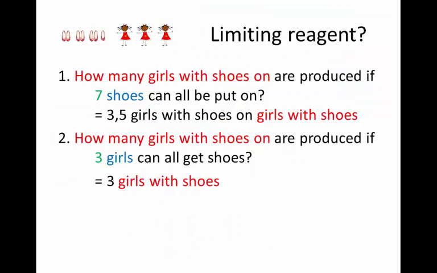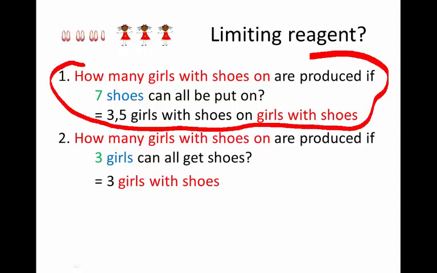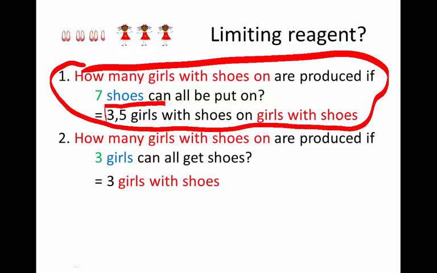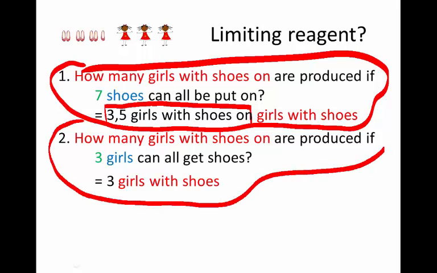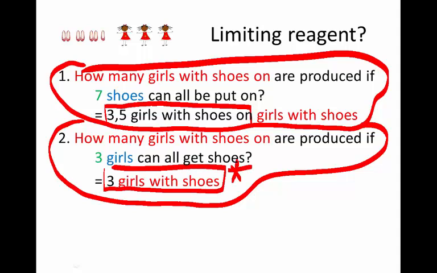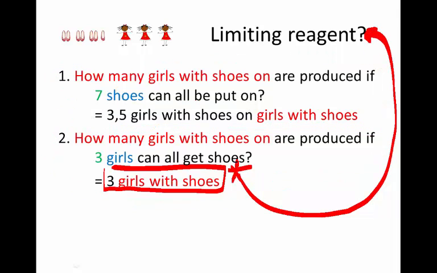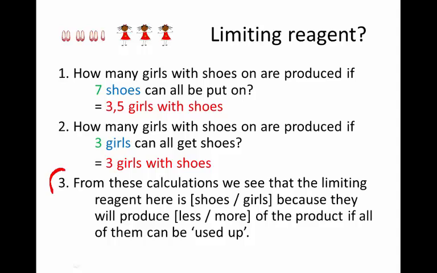So we saw that if all 7 shoes can be put on, then we'll end up with 3.5 girls with shoes on. But if all 3 girls can get shoes, then we end up with 3 girls with shoes. And clearly this is the smaller one, and so it is the limiting reagent. So we can find the limiting reagent by doing a process like this, and the reactant, which gives fewer products, is the limiting reagent. So let's answer question 3.